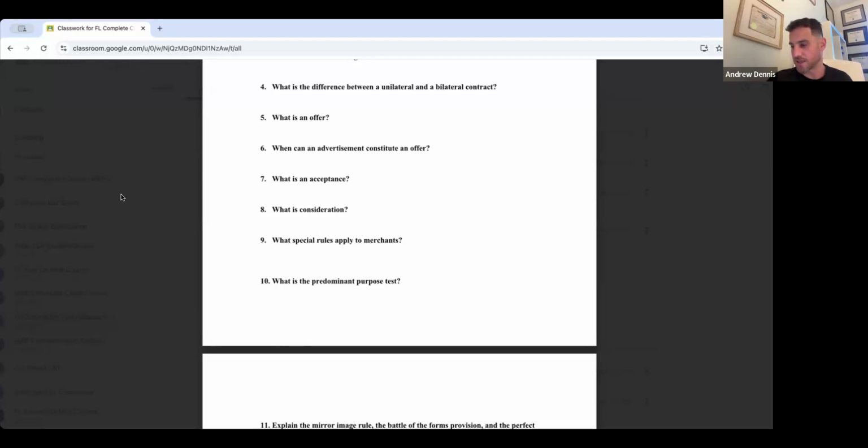What type of contract is it? Is it an installment contract, a divisible contract, an options contract? Let's just get familiar: what type of contract is it? Who are the parties to the contract? And have we formed a contract?